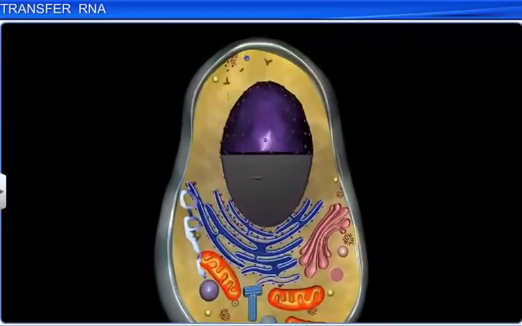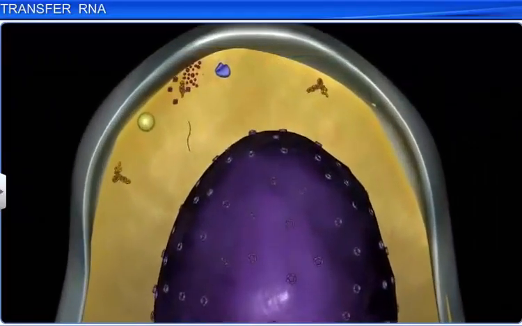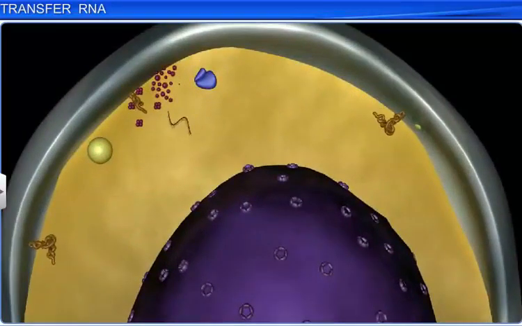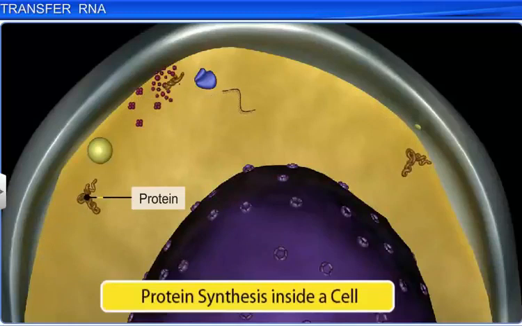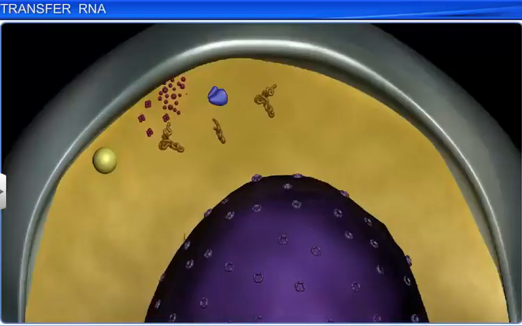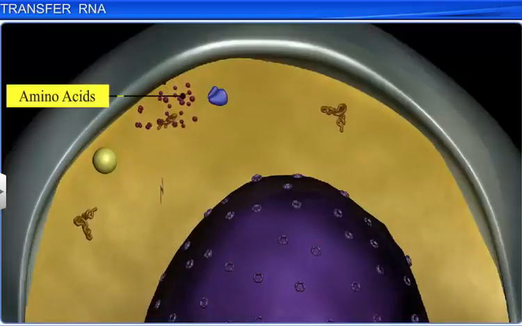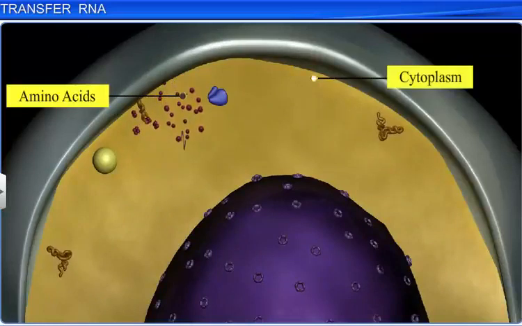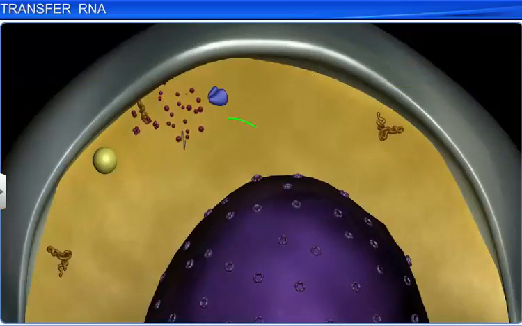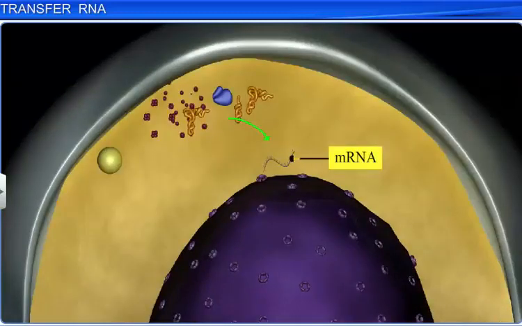The human cell is an amazing structure which is busy carrying out various life-sustaining processes, one of which is protein synthesis. For this process, it is essential that amino acids which lie scattered in the cytoplasm are carried to the messenger RNA or the mRNA template, the site of protein synthesis.